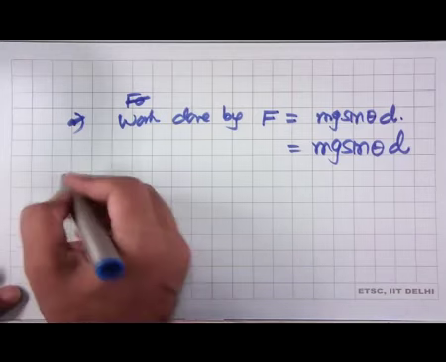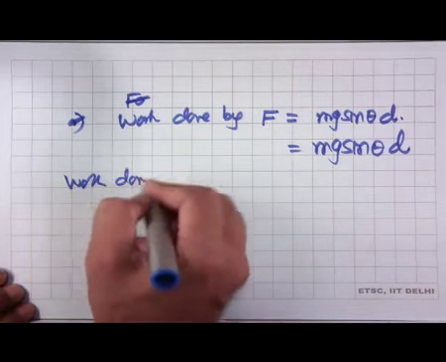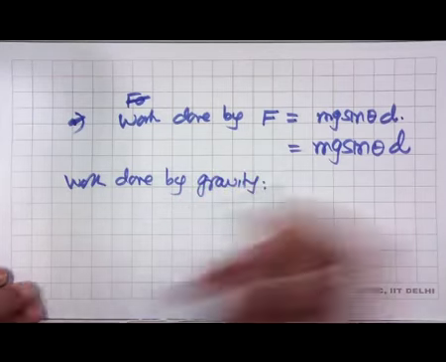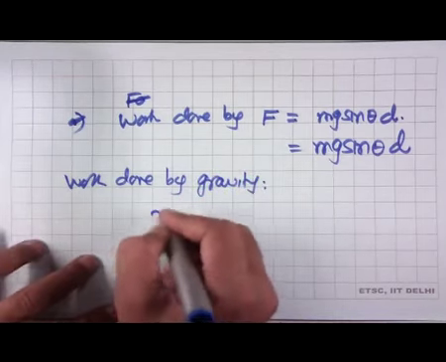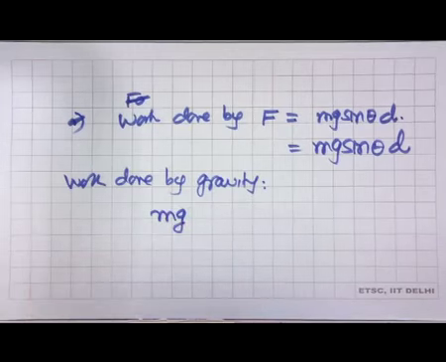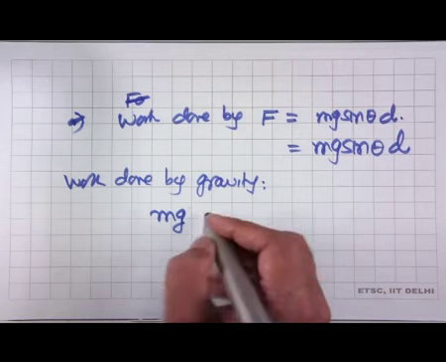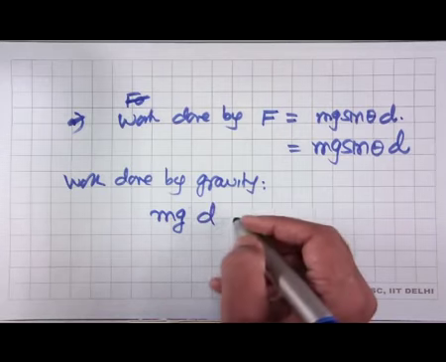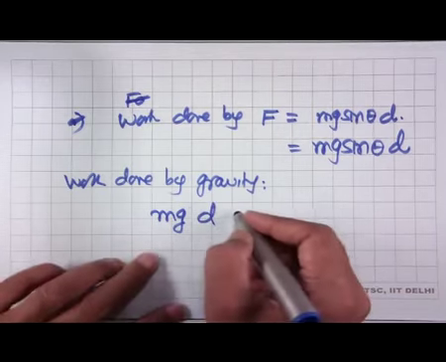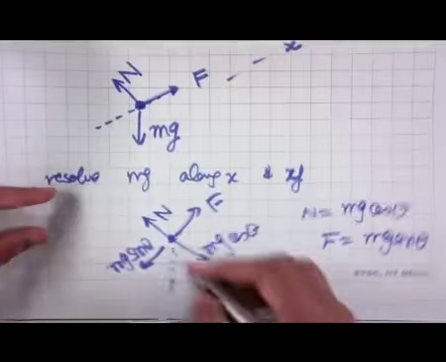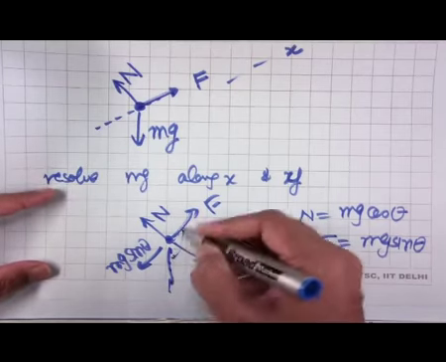Now, the work done by gravity. Here the force of gravity is mg, and the displacement is d. And for cosine phi, we look at the angle phi here. So we have to find the angle between this force and the displacement.